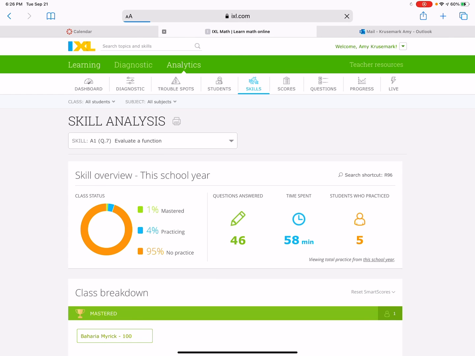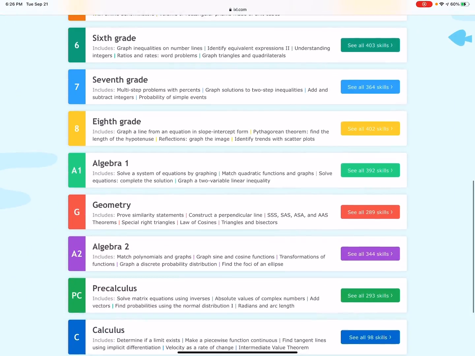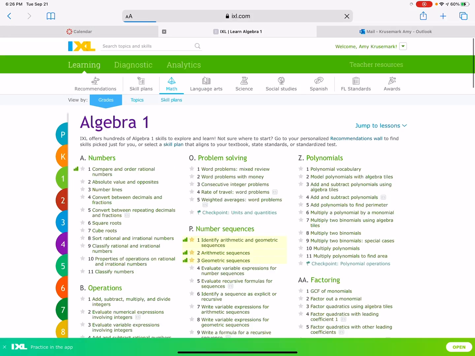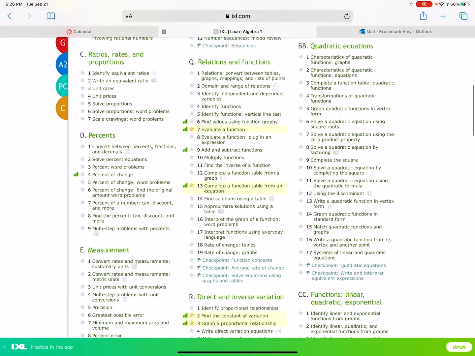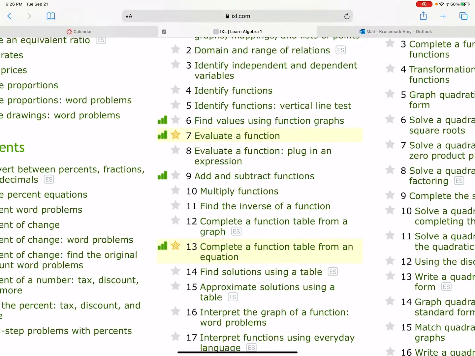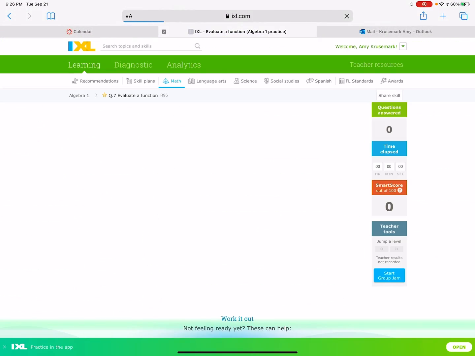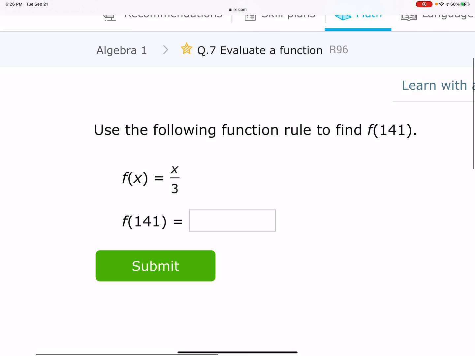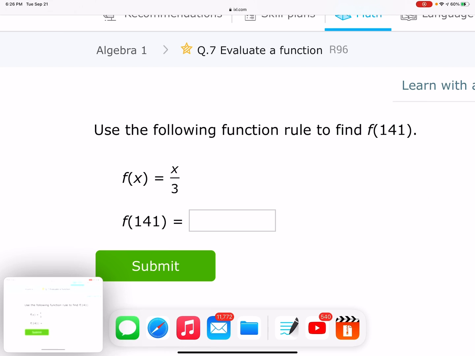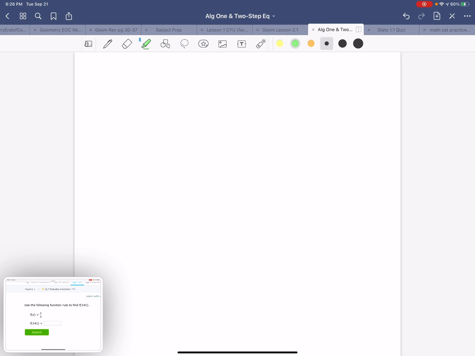I've got to go out and around, so sorry about that, but I'm going to evaluate the function. That was what we'll be doing in class, and then we'll complete the function table. So let's take a look. Okay, so the first one says, and I'm going to take a snapshot of this and move it to my pad so you can kind of see me work the question here.